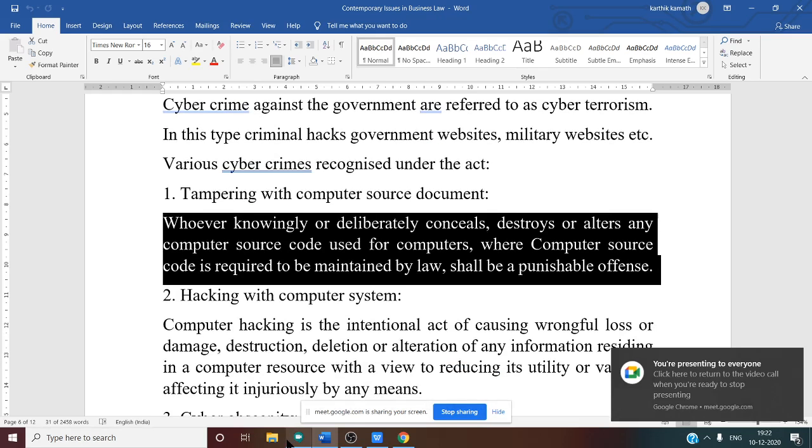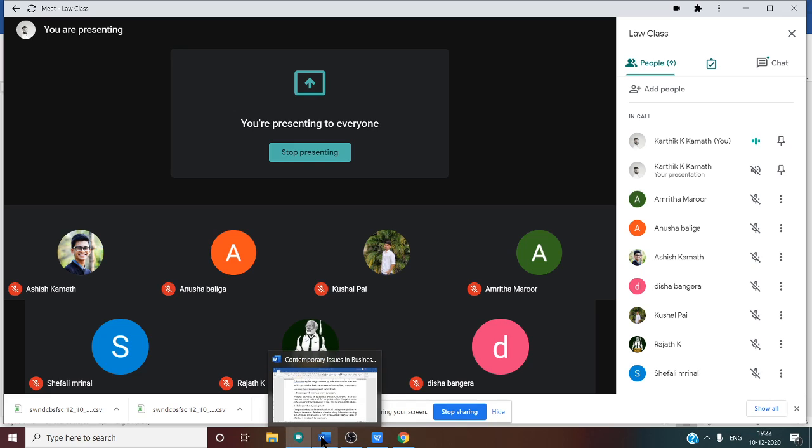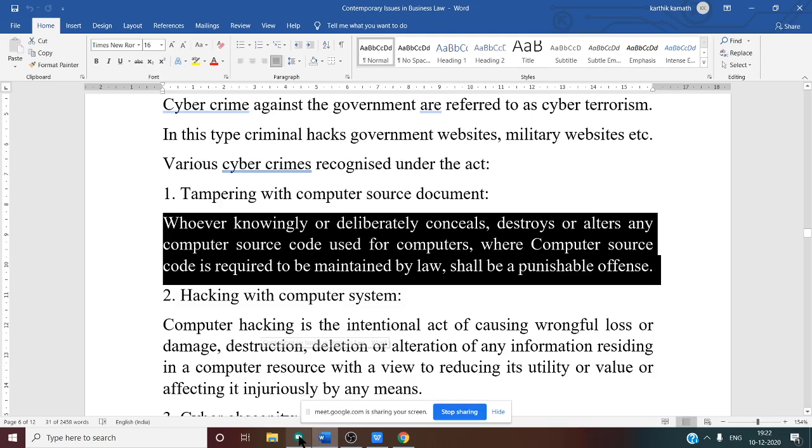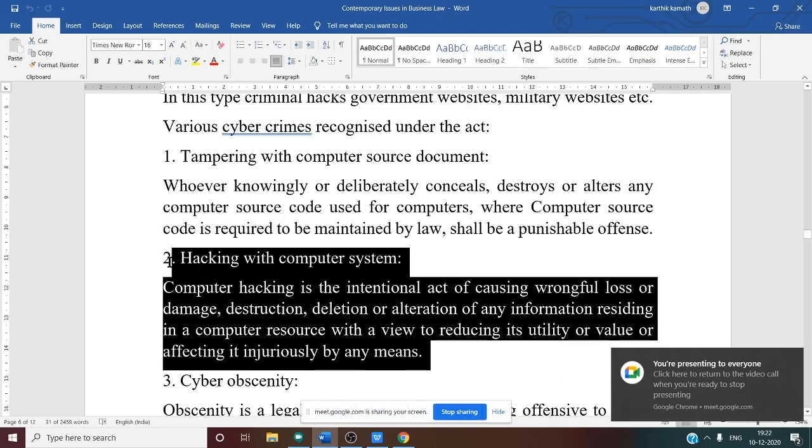Then for where you will file your cyber crime complaint, there is one cyber cell. There you can approach, and if you are a victim of cyber crime, there you can file your complaint.